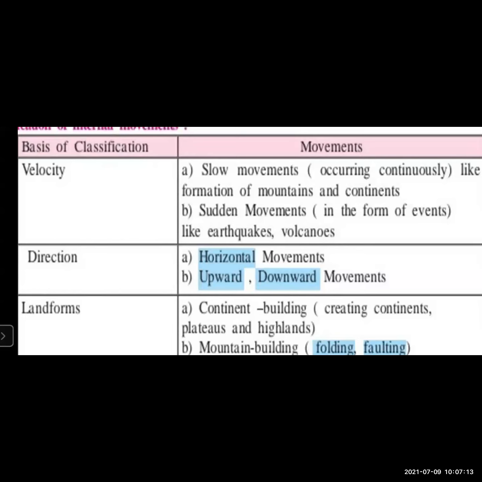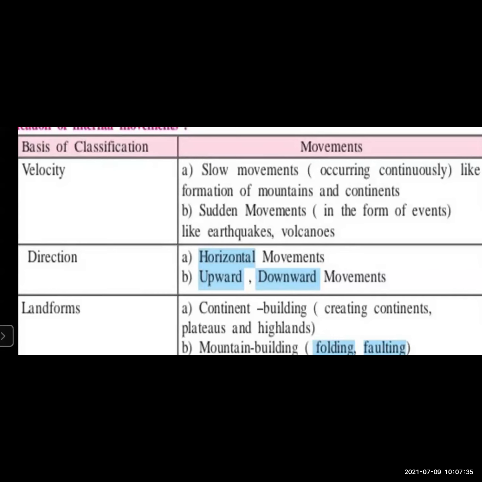Now on the basis of classification, direction we'll see. So direction is what? Horizontal movement, and in the sudden movement, the direction is upward and downward. Then landforms. The landforms which are created: continent building, creating continents, plateaus, highlands.